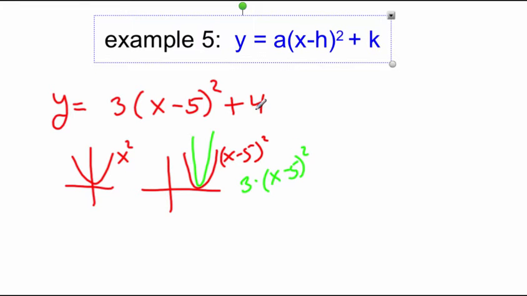And then we decided at the end to raise it up 4. So our final version of this parabola has a vertex at 5, 4. So about 5 over and 4 up. And it's been stretched, so it's quite tall compared to our old parabola. And there we have it. So that is 3 times x minus 5 squared plus 4.